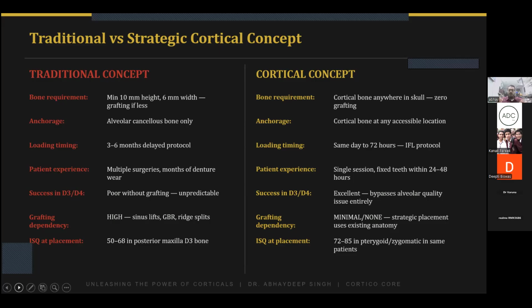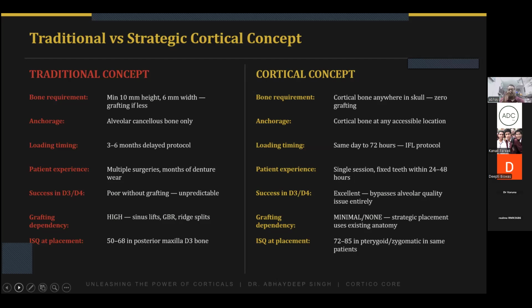You give loading because you are engaging the cortical bone. In the traditional concept, alveolar bone implants do not take immediate loading because the bone is soft. The bone has to go under remodeling. It needs 3 to 6 months for the mineralization to happen. You need to depend upon osseointegration only. You do not depend on osteofixation or osteoadaptation at all.